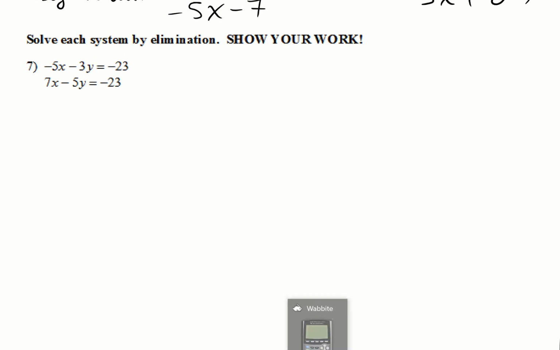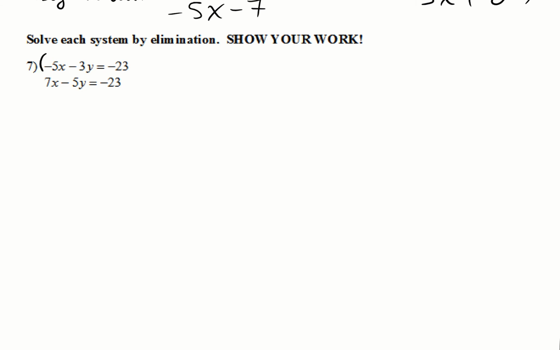It says solve each system by using the method of elimination. Uh-oh, we're specifying elimination here. Okay, well, if I want to use elimination, let's see, there's options, of course. I think just because the numbers are slightly smaller, I'm going to choose to multiply this top equation through by negative 5 up here.